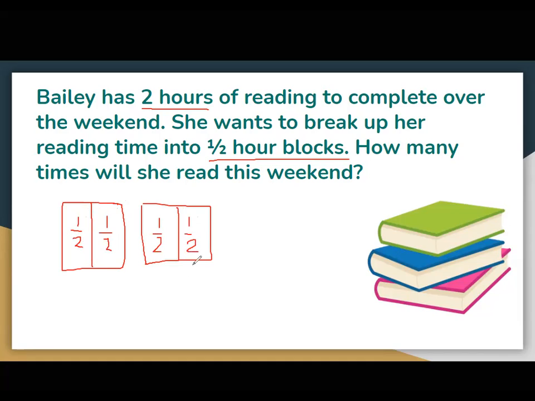So how many times will she read this weekend? Well, we can count 1, 2, 3, 4. So she will read 4 times this weekend. So the equation that we could write to represent this model, we took 2 hours, and we divided by 1/2, and we ended up with 4 times that she's going to read this weekend.